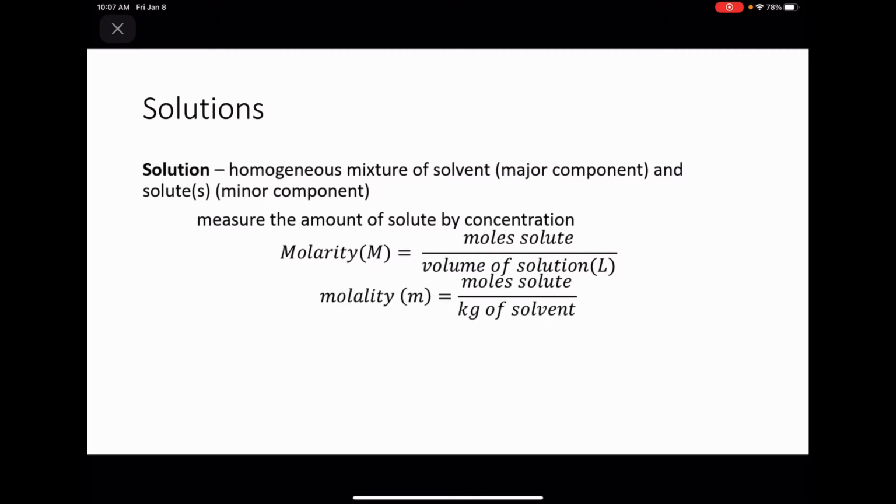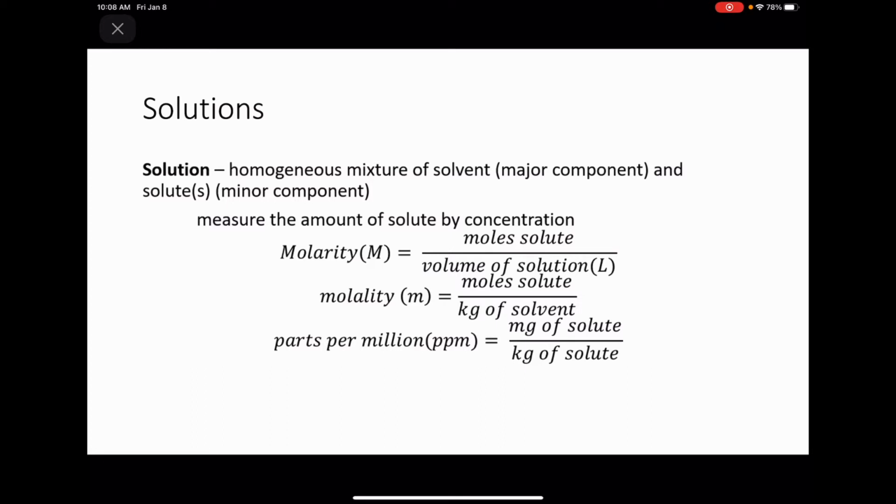Now there are some other units that you might see or you might encounter. One is molality, and that's moles of solute over kilograms of solvent. And then parts per million, and actually parts per million is just a subset of a mass by mass concentration unit, but parts per million is one you'd often see. Sometimes you'll see parts per billion as well.